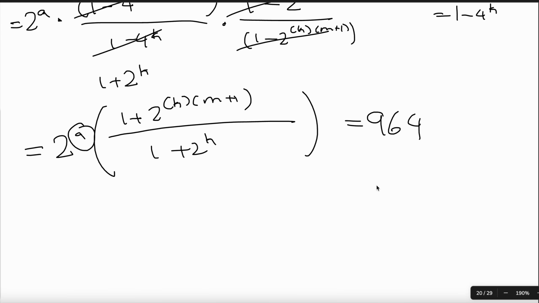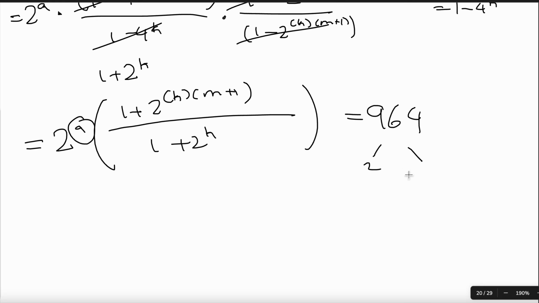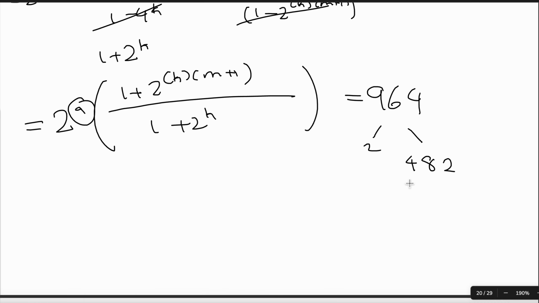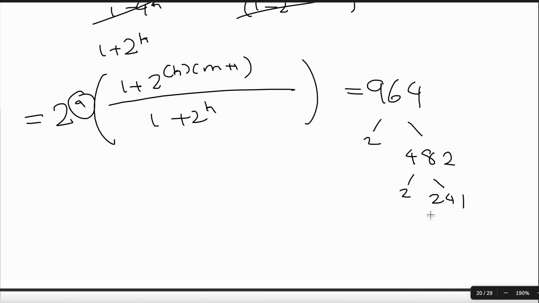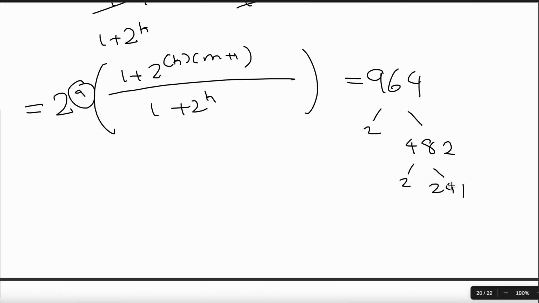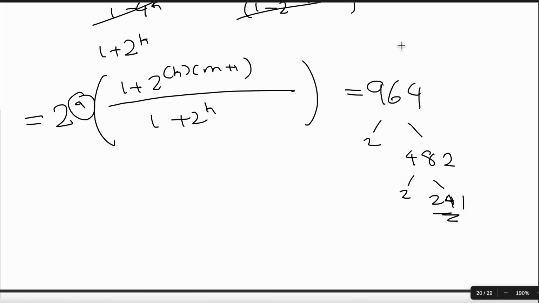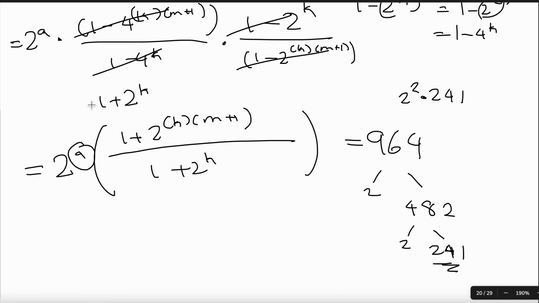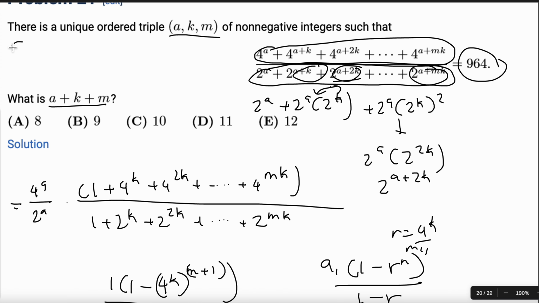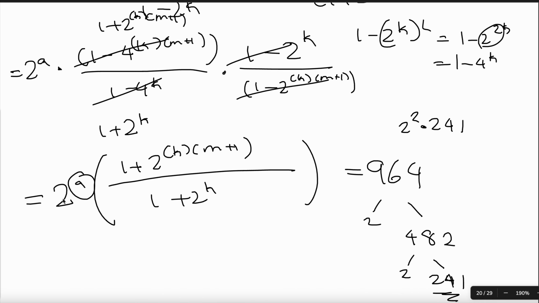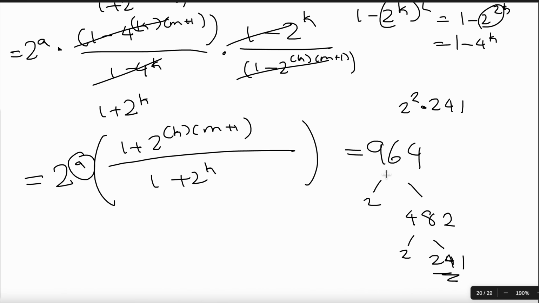So let's just try to factorize 964. It's going to be a 2, and then 482, and there's going to be another 2, and then 241. And I'm pretty sure 241 is prime. We can check it, but 241 is a prime number. So 964 is just 2 squared times 241. That means a is just going to be equal to 2. So we found one thing: a equals 2, because that's just the number of 2's in 964.